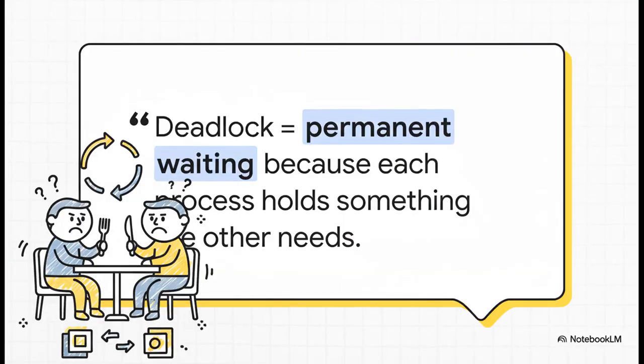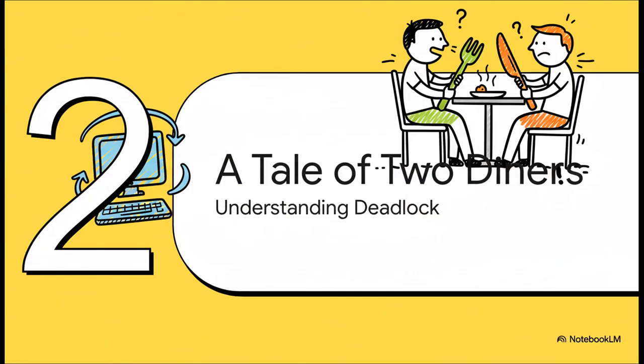Yeah, this quote really nails it. The key word here is permanent. This isn't just your computer being a little slow. This is a situation that will literally never resolve on its own. Why? Because each process is holding hostage the exact thing that the other one needs to continue. It's a perfect catch-22.